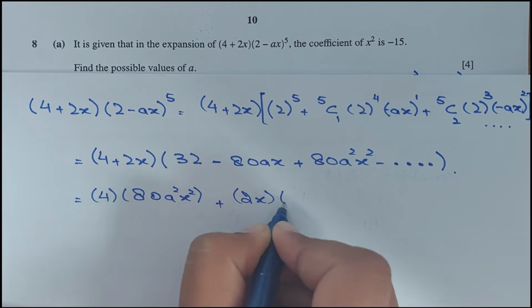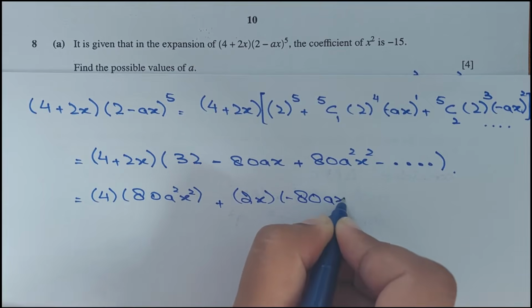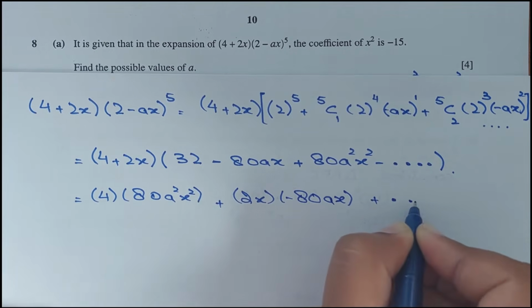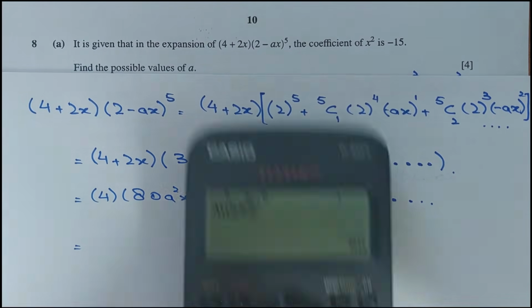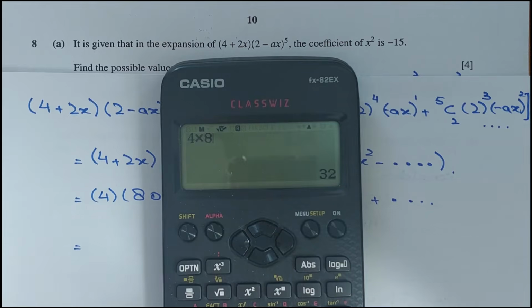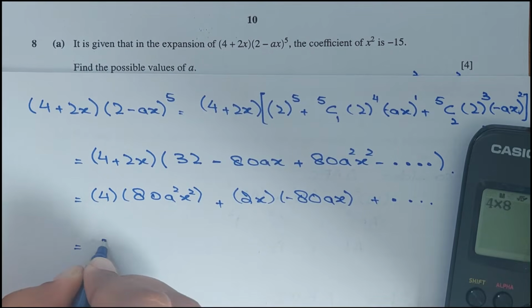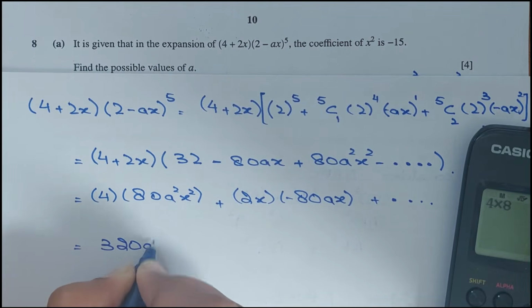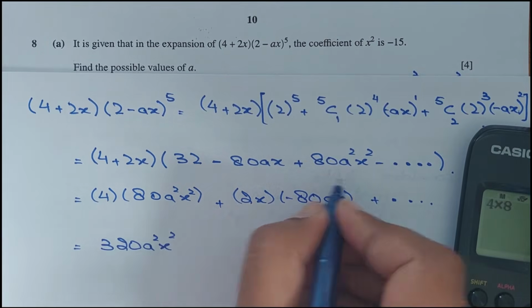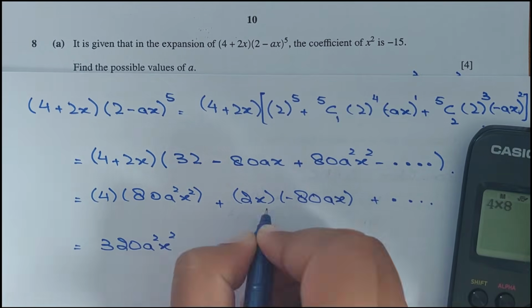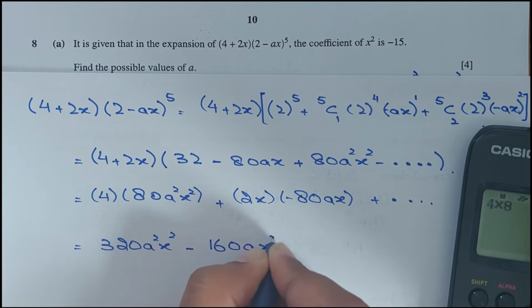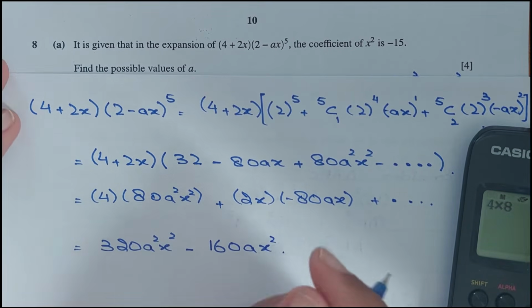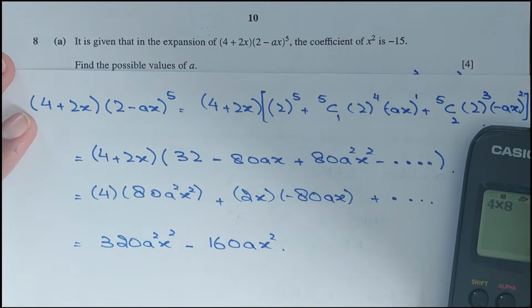2x times minus 80ax plus so on. Okay, so simplify. 4 times 8 is 32, so 320a square x square, and 2 times 8 is 16, minus 160ax square. Right, now we have been given that the coefficient of x square is negative 15.